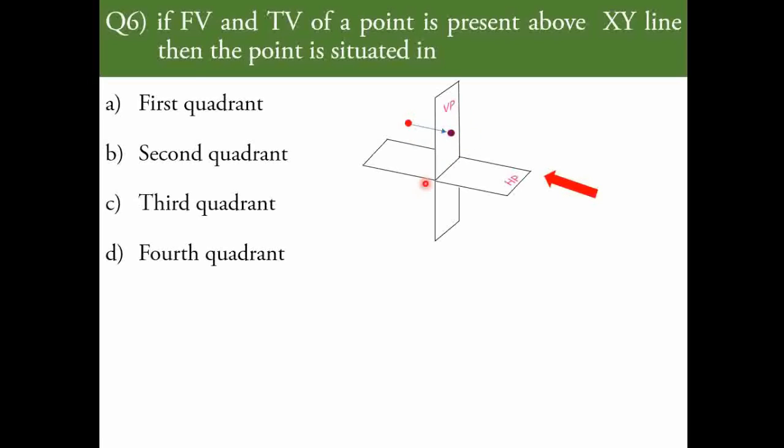And similarly for the top view, we have to look from the top side and create the image of that object or point on the horizontal plane. So these are the front view on the VP and the top view on the HP. And as per the procedure, we have to rotate for drawing the final views of the given object, point, line, plane or solid.